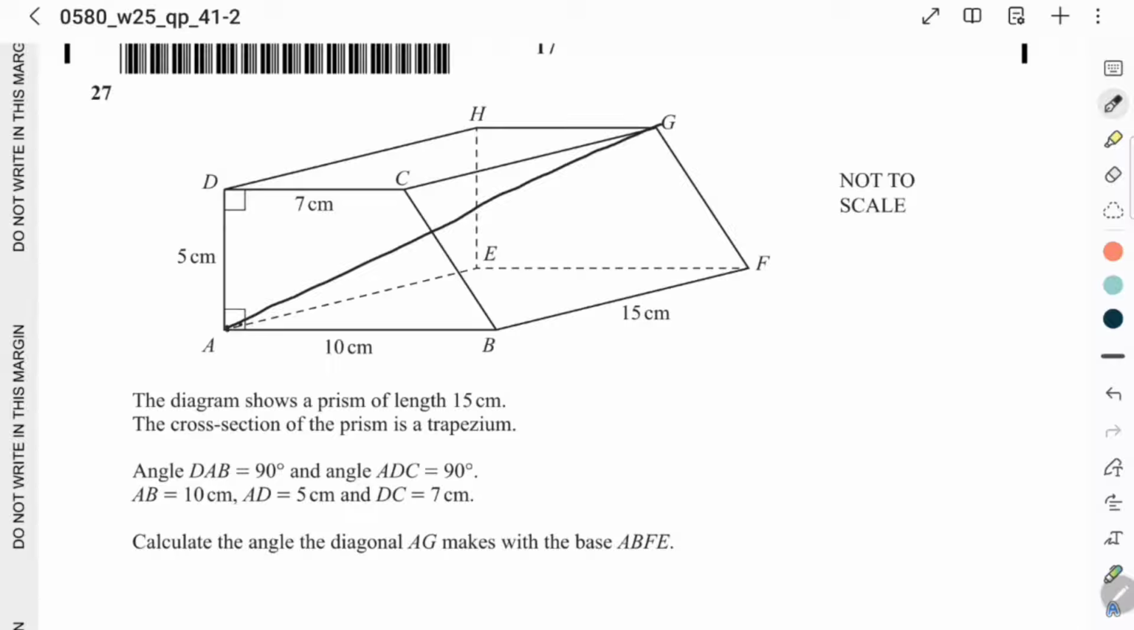Your base is this much. So they're asking you to find this angle. But we don't have a right angle triangle. So first of all, what do we do?